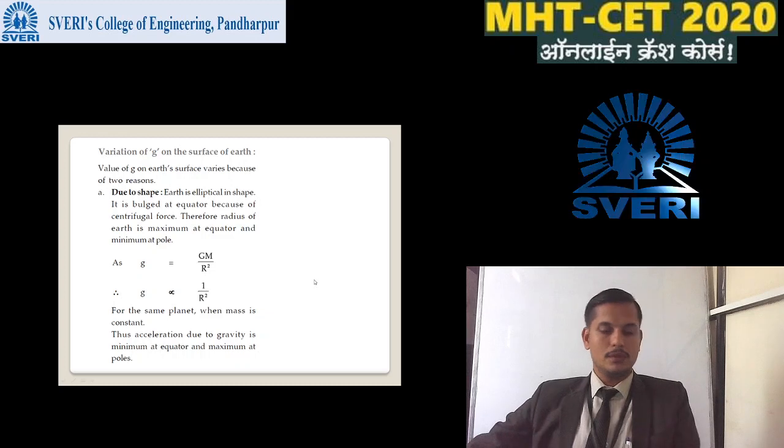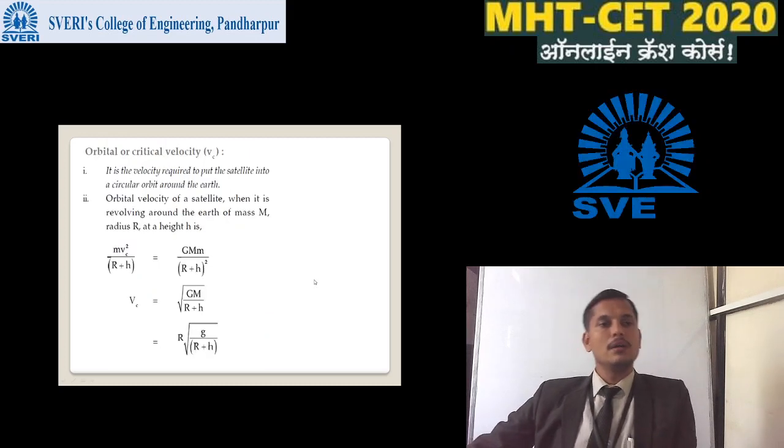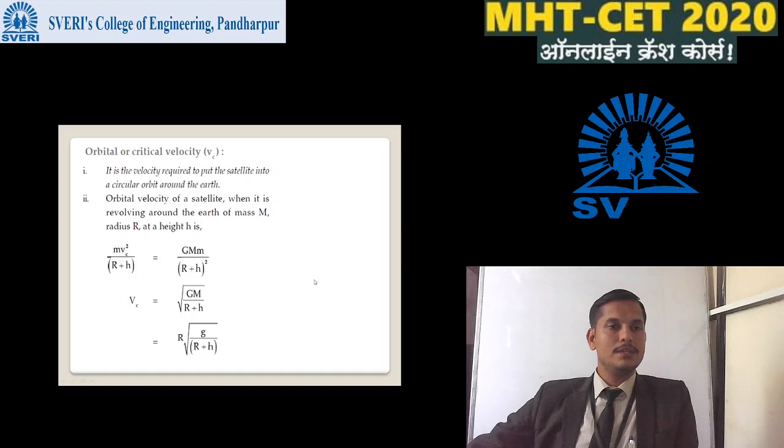Okay, so we move to the next one, that is critical velocity, VC. It is the velocity required to put the satellite into a circular orbit around the Earth. That velocity is called critical velocity.